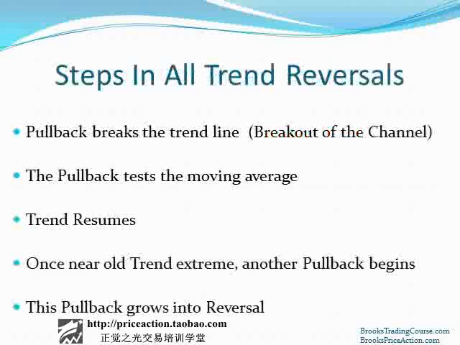Here are the steps required for a major trend reversal. First, you need a pullback in the trend that breaks the trend line, which means a breakout of the channel. Next, you want the pullback to test the moving average, preferably to go beyond the moving average. Next, you want the trend to resume. And once the market gets down in a bear trend to the old trend extreme, or once it gets up to the old bull high in a bull trend, you want another pullback to begin. And this pullback then grows into a reversal.